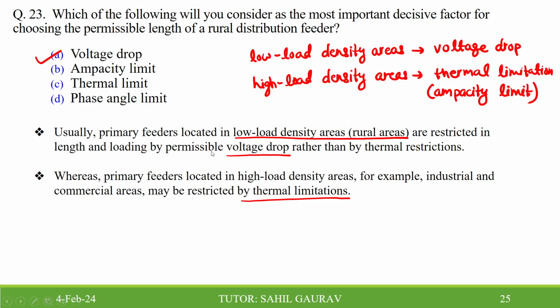Sorry, sir, what is the question? Why do we consider the voltage drop in low load density areas and the ampacity limit in high load density areas? Basically, low load density areas like distribution systems and transmission mainly consider thermal limits.